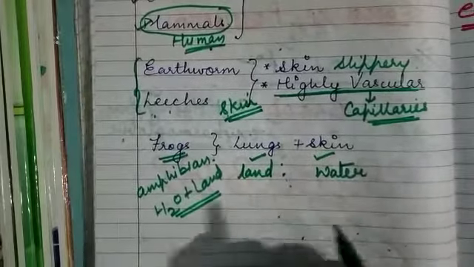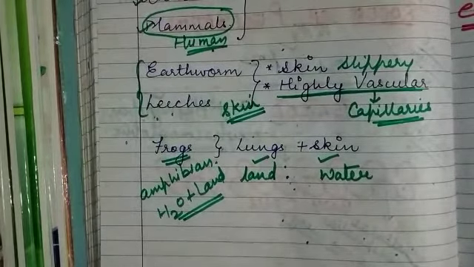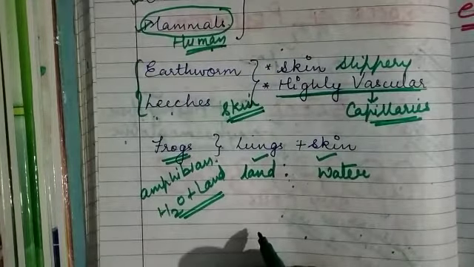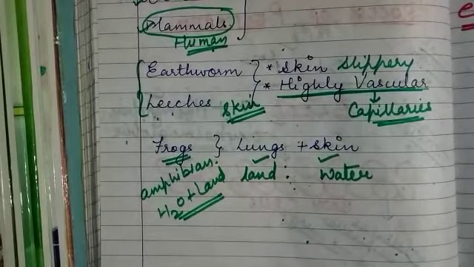So, these are the other organisms which have specialized organs for breathing. And the next topic is about fishes and insects. That also I'll explain to you in detail.